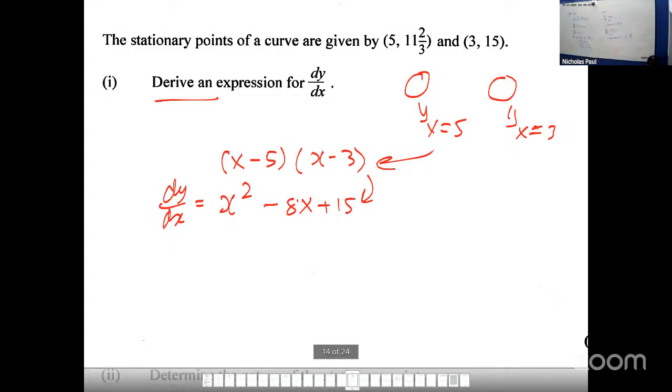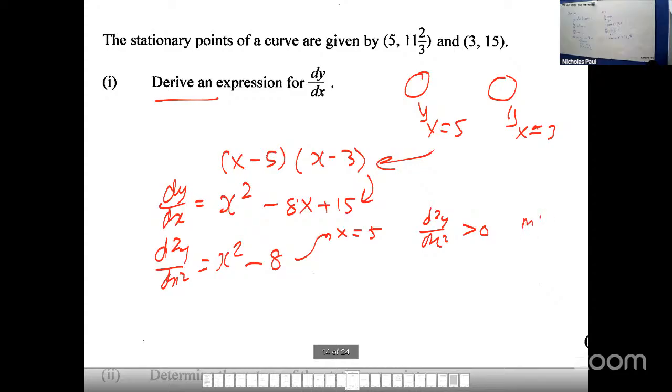Alright. You all find the nature. So d2y/dx squared is x squared minus 8. So we're going to plug in x is 5 and I got d2y/dx squared is more than 0. That's okay? So when x is 5 it is a minimum. And then we're going to plug in x is 3. 3 squared is 9.